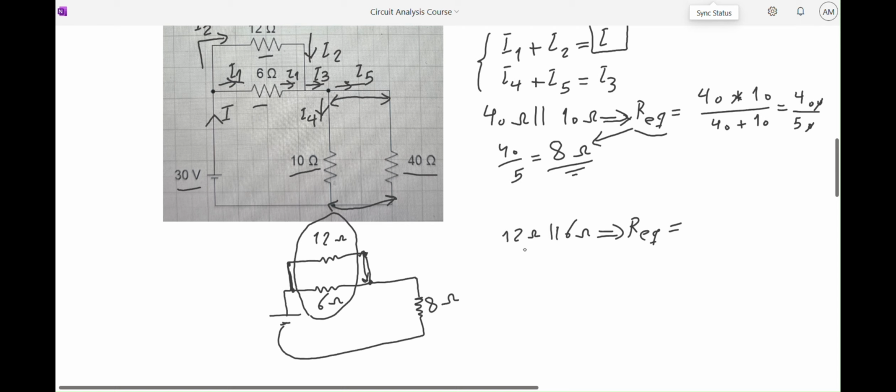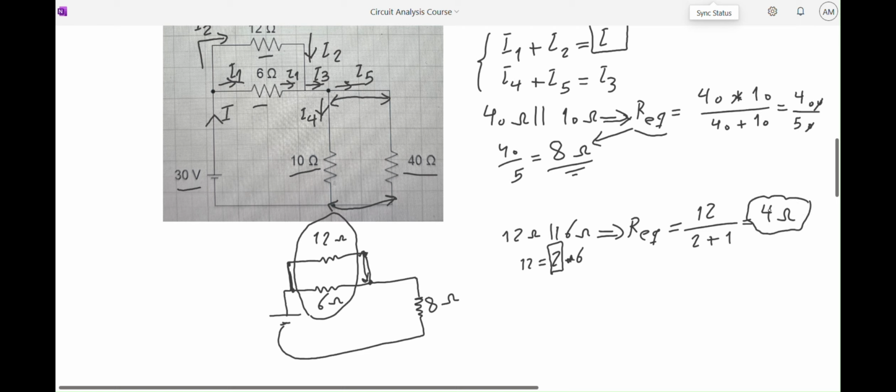If one of the resistors is n times bigger than the other one, in this example 12 is 2 times 6. Do you agree? 2 times 6. The equivalent would be the bigger one, which is 12, divided by n plus 1. N is 2. 2 plus 1, which is 3. 12 divided by 3 is 4 ohm.